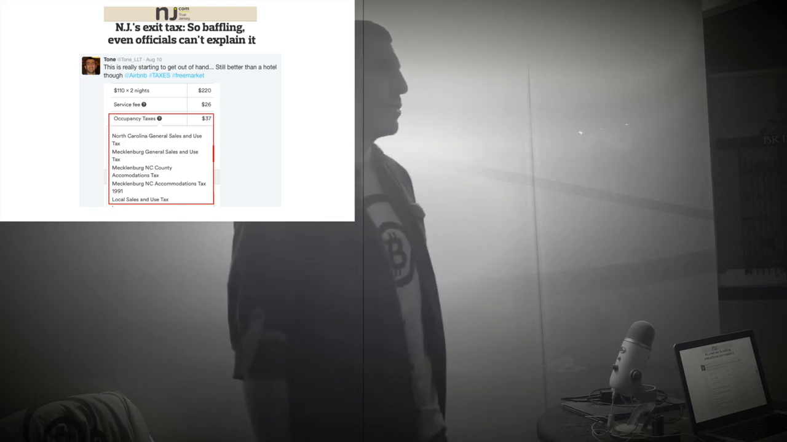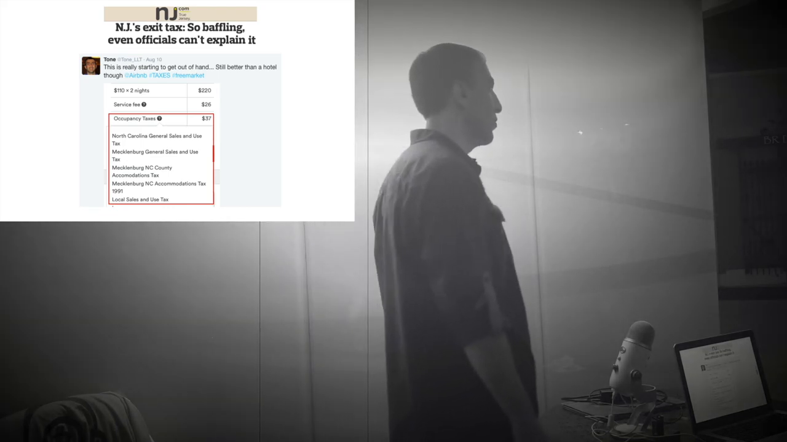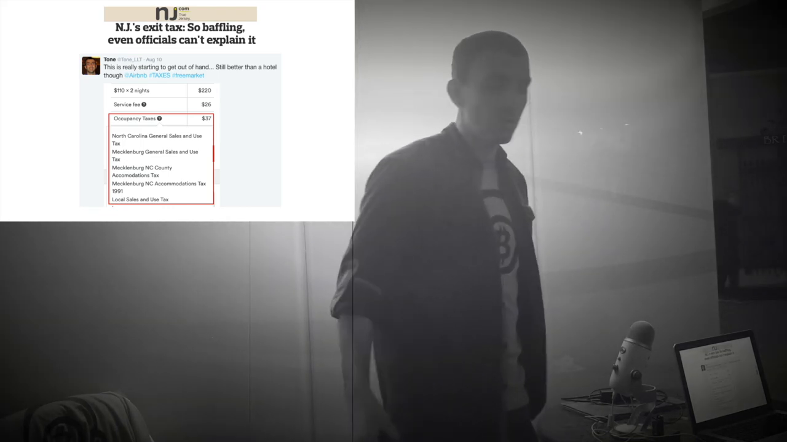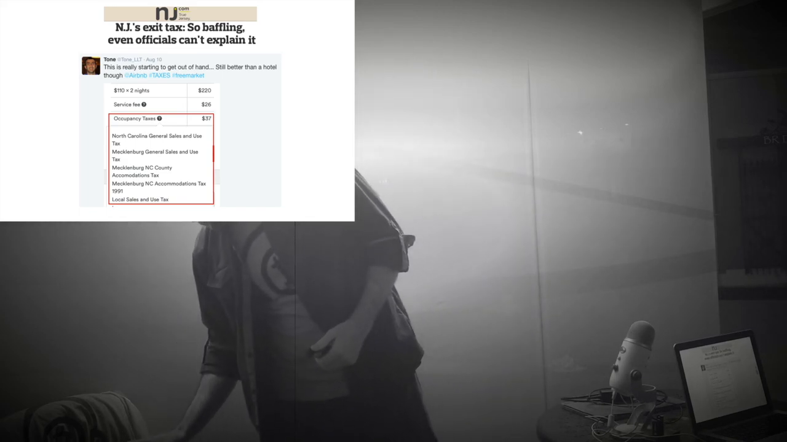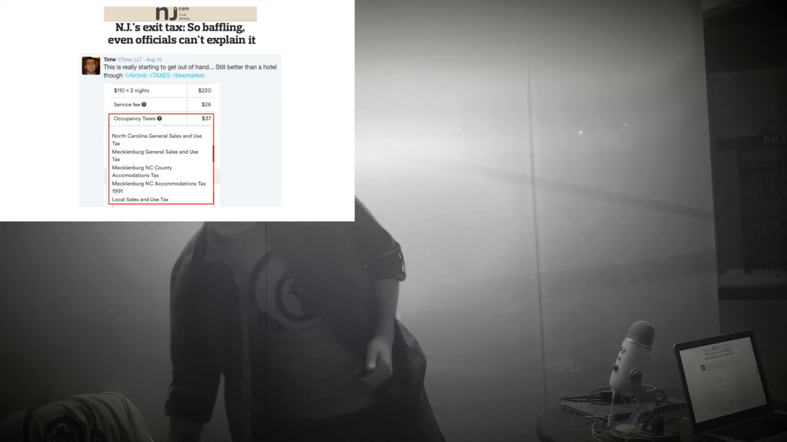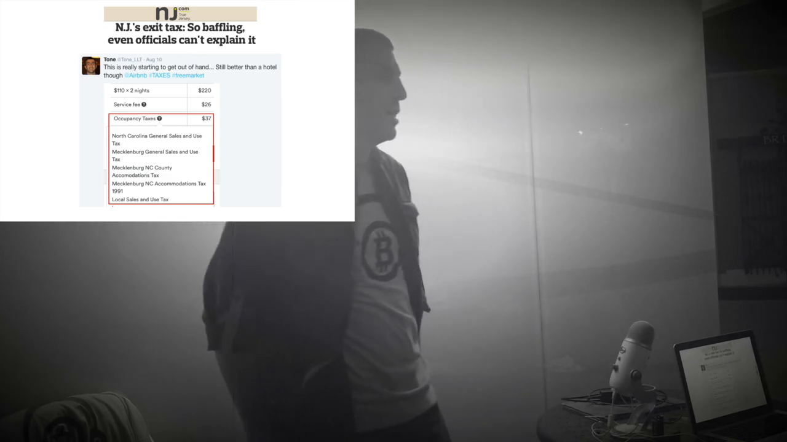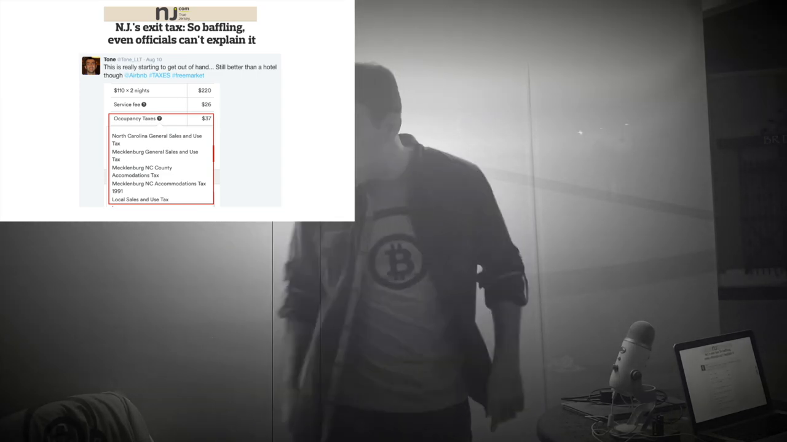There are other reasons why a lot of socialist countries start to fall apart and end up with major, major problems. One of those is, of course, taxes and regulations. So here's my example of the problem with taxes. I was a very early Airbnb user.